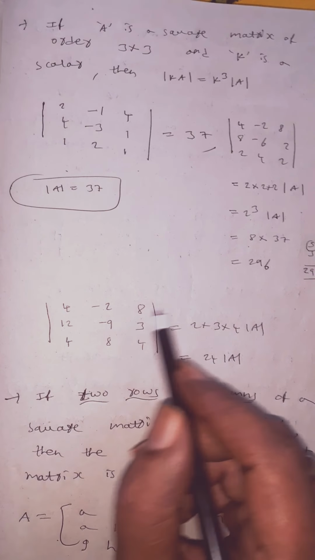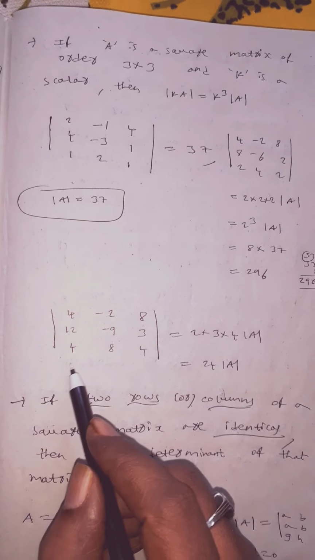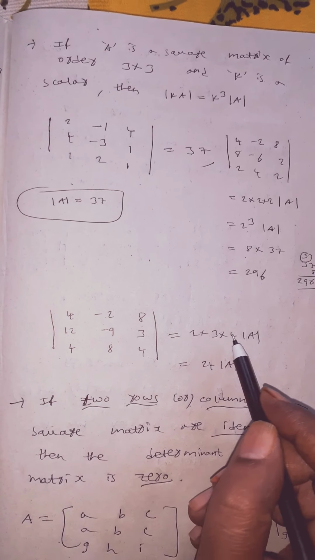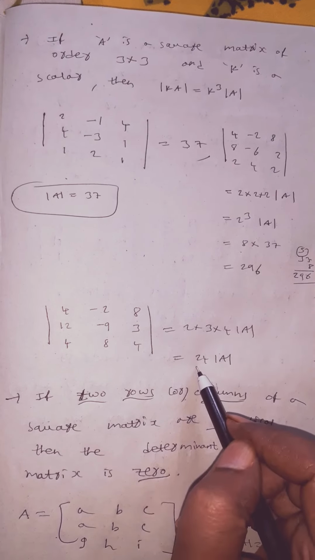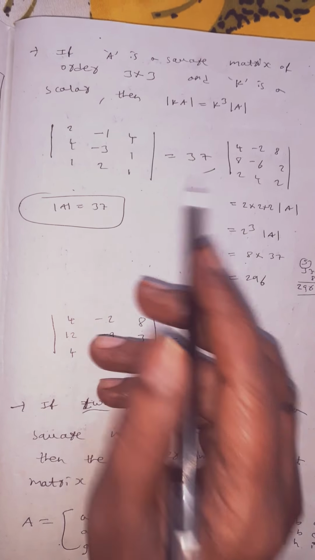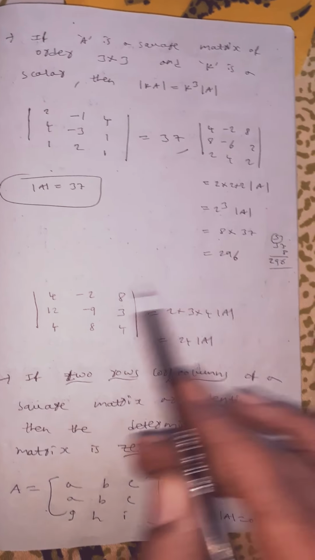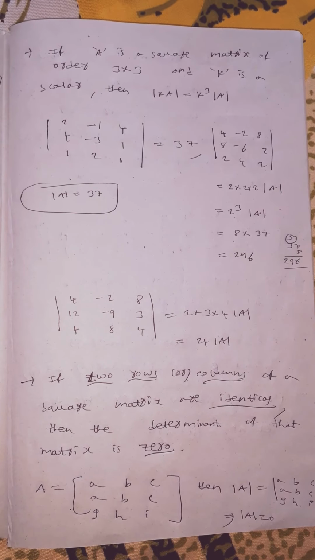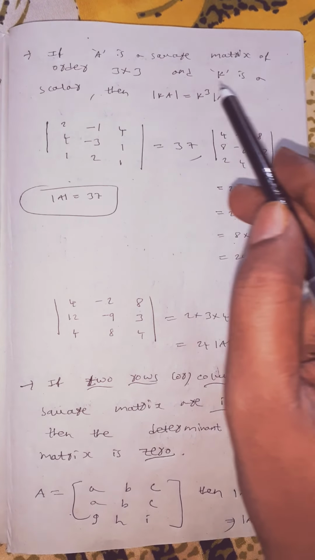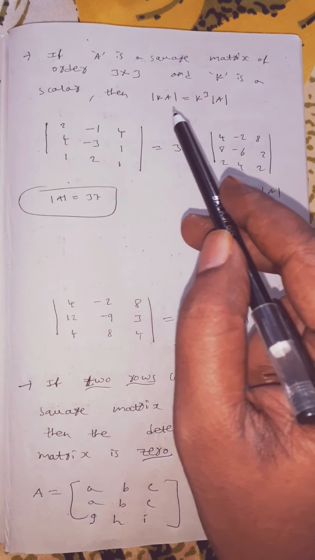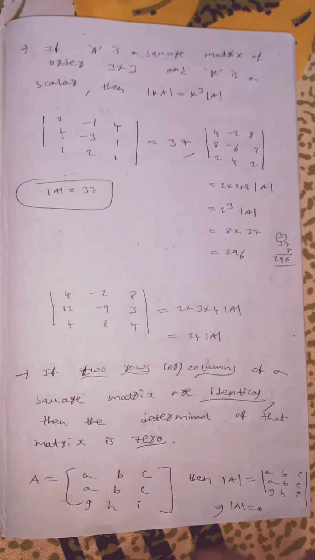So here in the first row we take 2 common, in the second row 3 common, in the third row 4 common, into determinant of A. So 2 3s are 6, 6 into 4 is 24, and determinant of A is 37. If you multiply, you will get the answer. In that way you should take common in determinants. That is very, very important. So for a square matrix of order 3 by 3 and k a scalar, determinant of kA is equal to k power 3 into determinant of A.